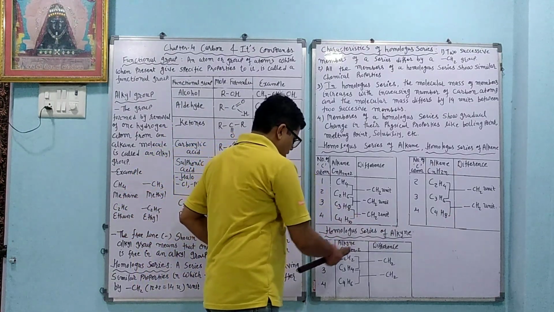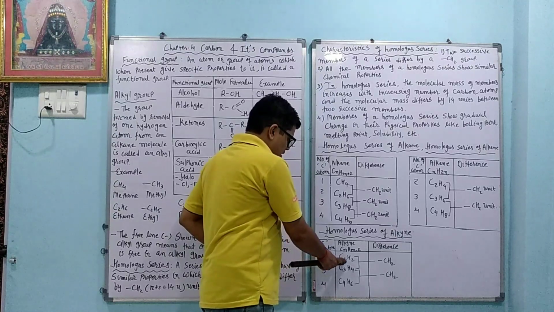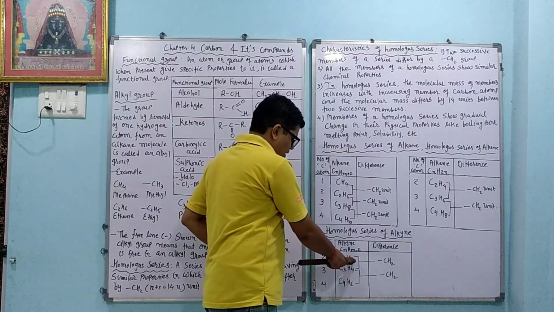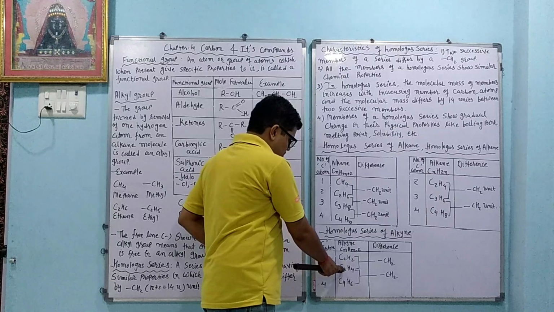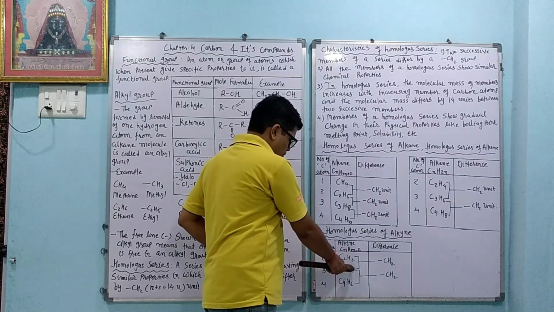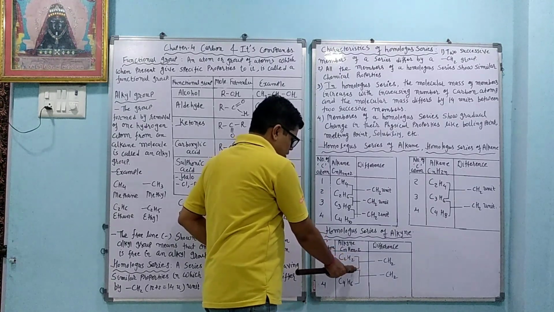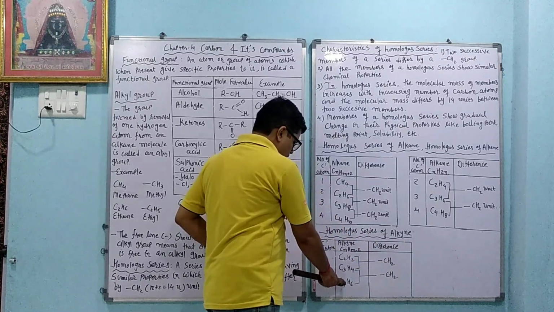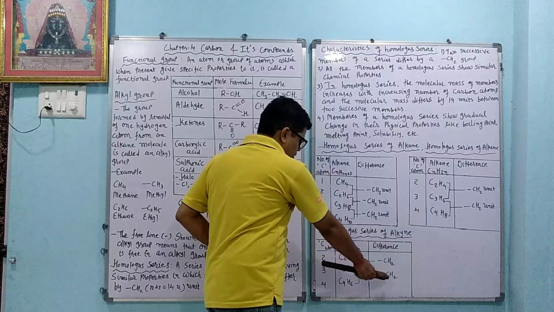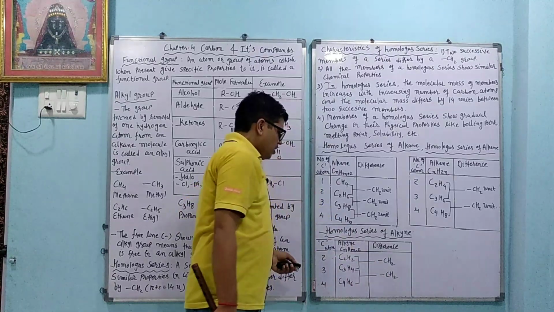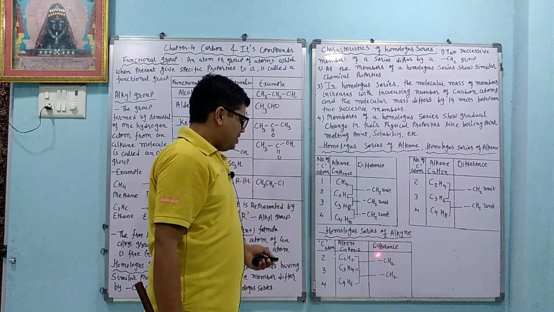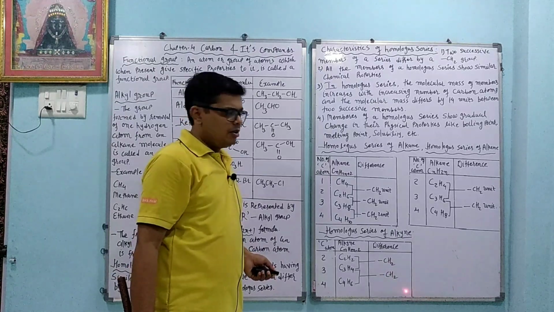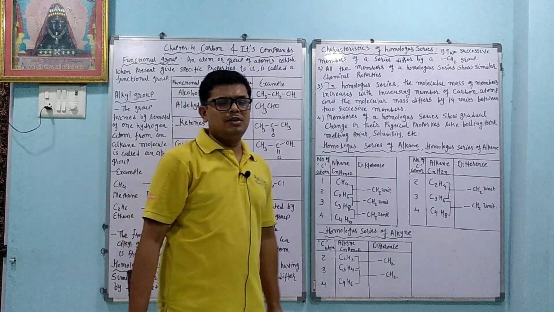Homologous series of the alkyne: if two carbon atoms are present, it is C2H2, called ethyne. If three carbon atoms are present, it is C3H4, called propyne. If we find the difference between them, we get a CH2 unit. If we find the difference between butyne and propyne, we get a CH2 unit difference. It indicates that in the alkyne series we get the CH2 unit difference, so this is also a homologous series.